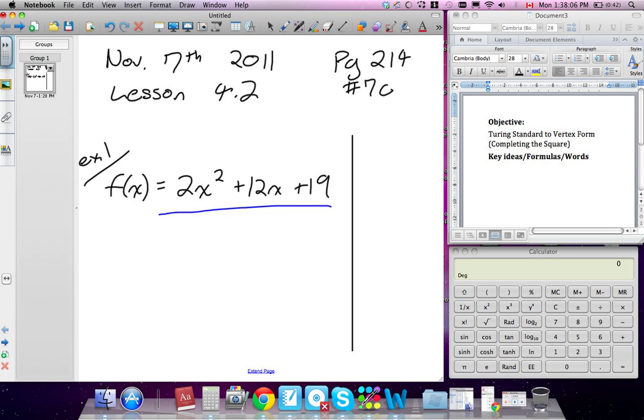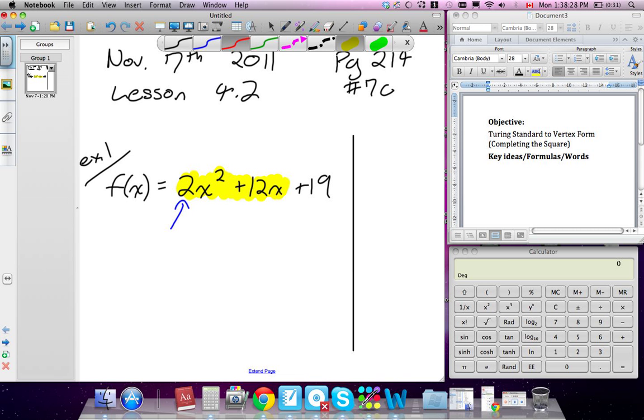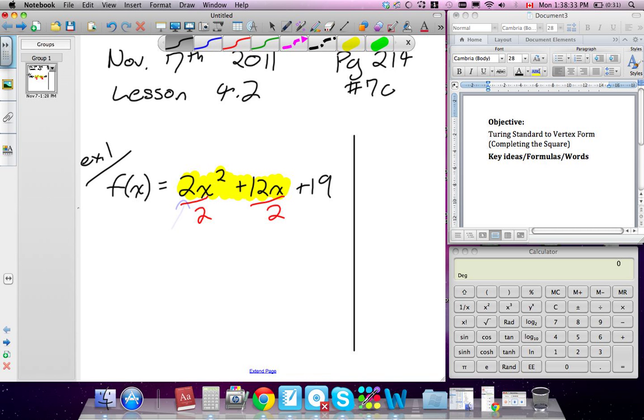The first thing we need to do is make sure that our x squared has a coefficient of just 1. So what I'm going to be doing is dividing the first two terms by the coefficient in front of x squared, whatever that number is. Because the number is 2, we divide the first two terms by the number 2. You can leave it, it just becomes a fraction. So when we divide it by 2, we're left with x squared plus 6x plus 19.